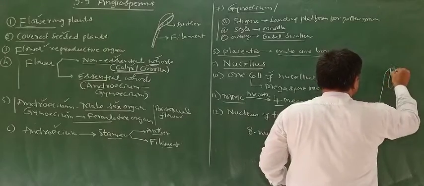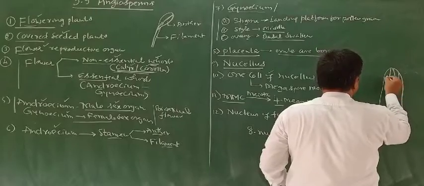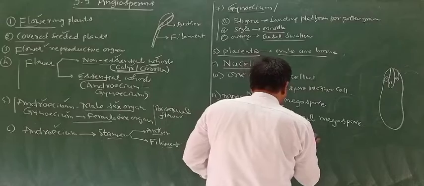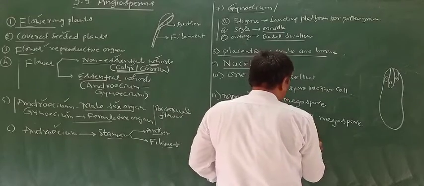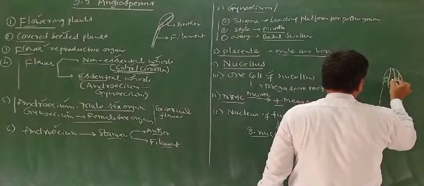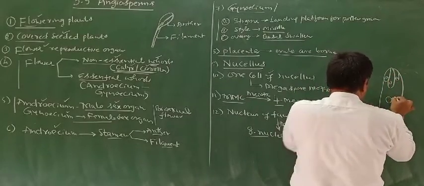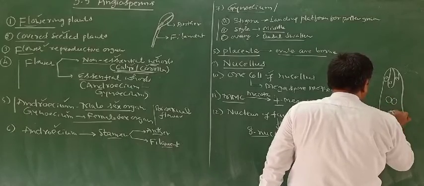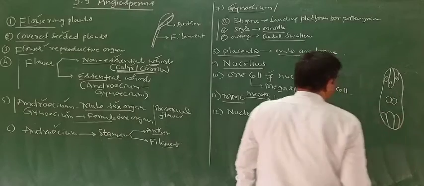Now these 3 nuclei are present as three cells. Later, these 8 nuclei, when they are formed, are covered by cell wall and they become cells. 3 cells are present at one pole and 2 nuclei are present at the center, and another 3 nuclei are present at the opposite end. In this way, they are arranged in the embryo sac.